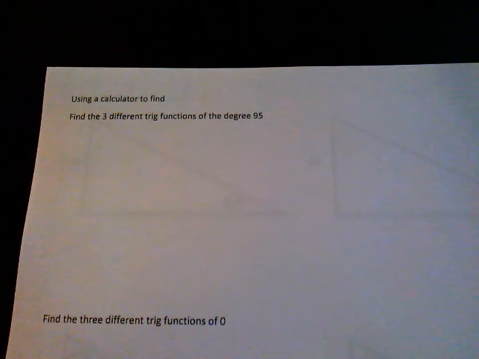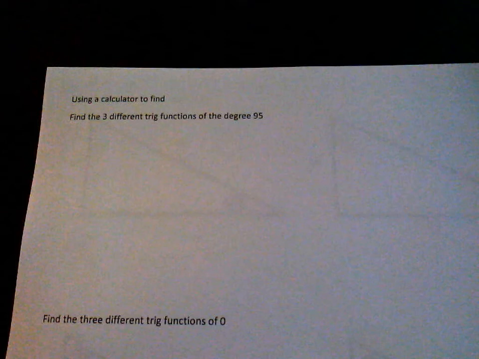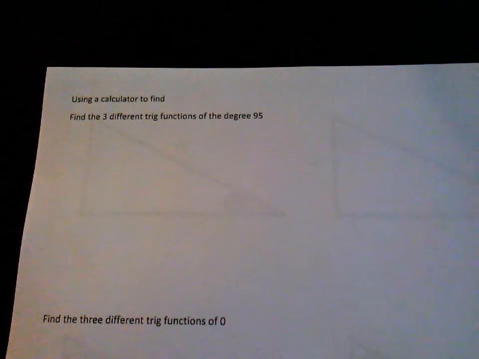Now, on your calculators, you'll see sine, cosine, and tangent. Okay? Sine, cosine, and tangent. So what you're going to do is, for each one, press sine, cosine, or tangent, and then enter the number in. So the first one, you're going to find sine. You're going to hit sine.